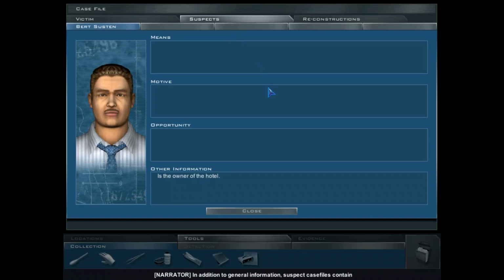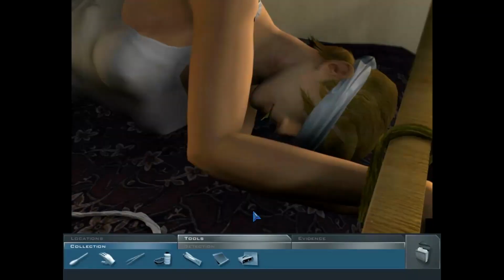In addition to general information, suspect case files contain categories for means, motive, and opportunity. You will often need at least one of these filled to be able to get suspects brought in for an interrogation, and all of them for an arrest. Now, click on the Close button. Let's take a closer look now at the bruising Grissom mentioned. Move the pointer over the victim's neck and click.